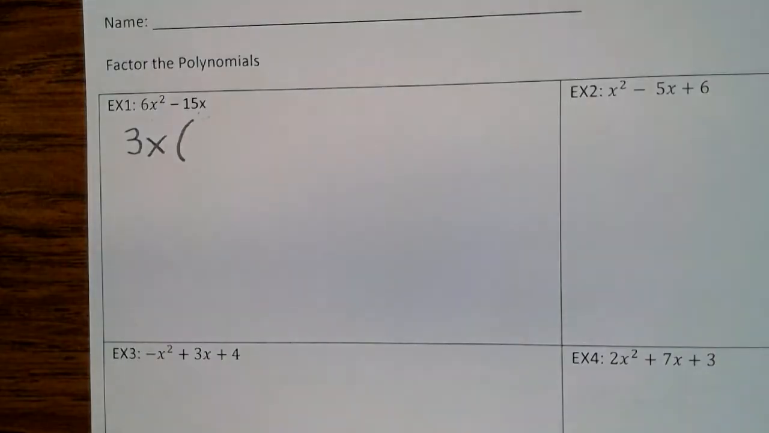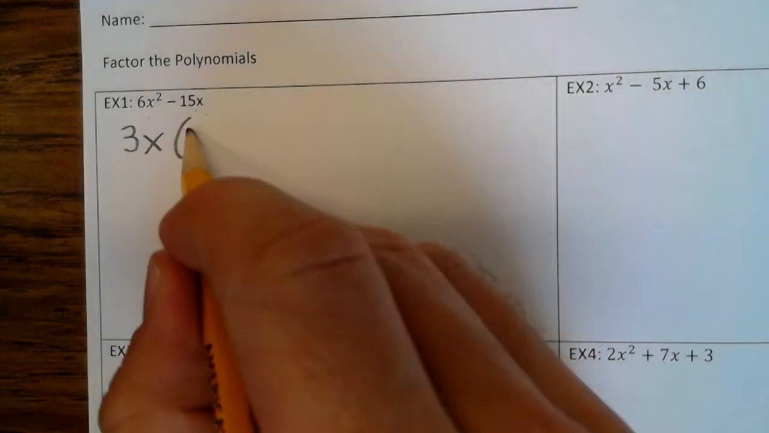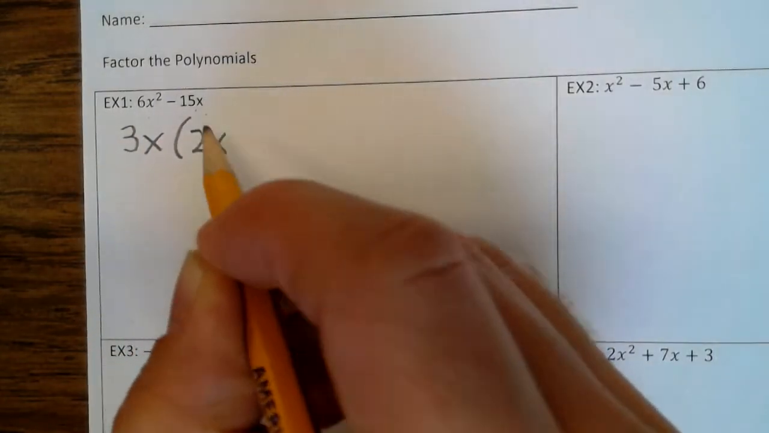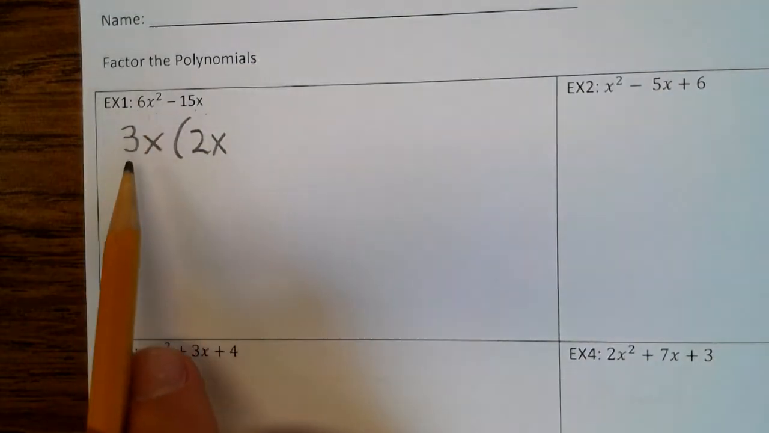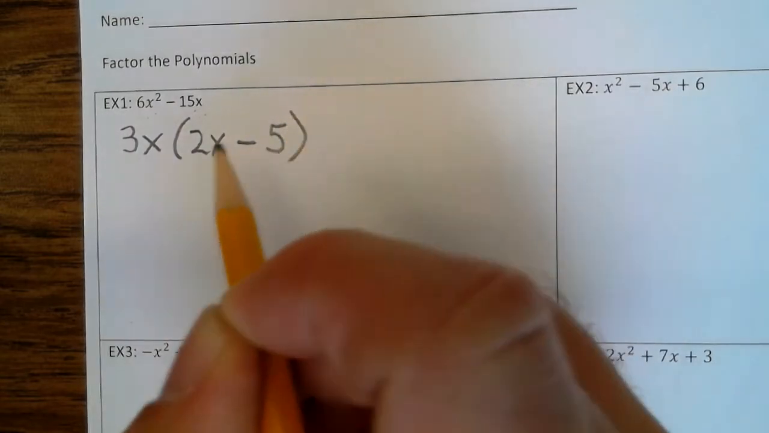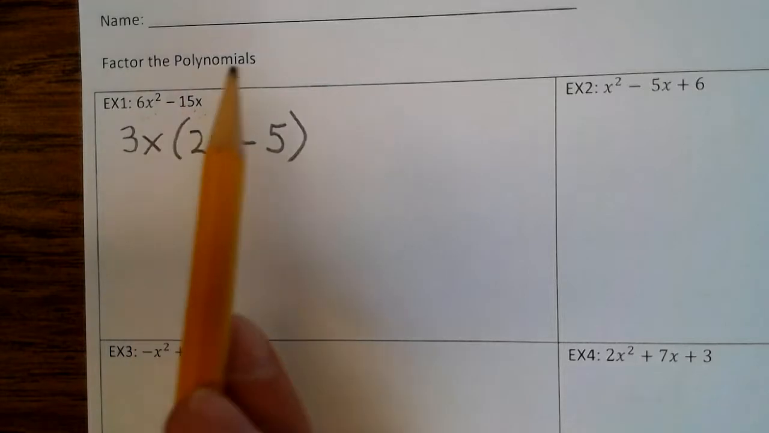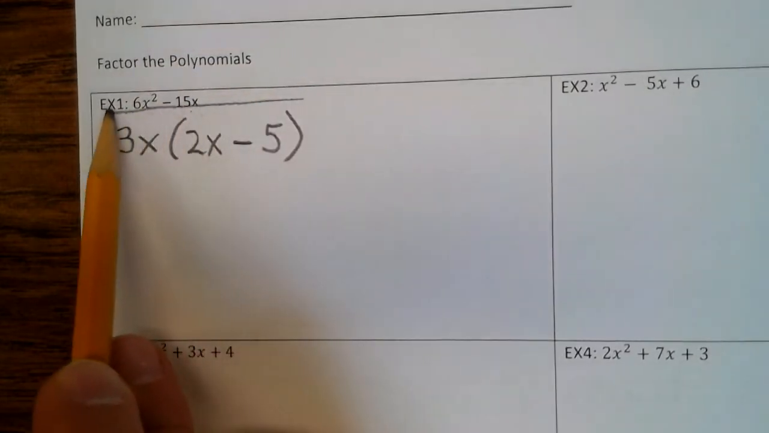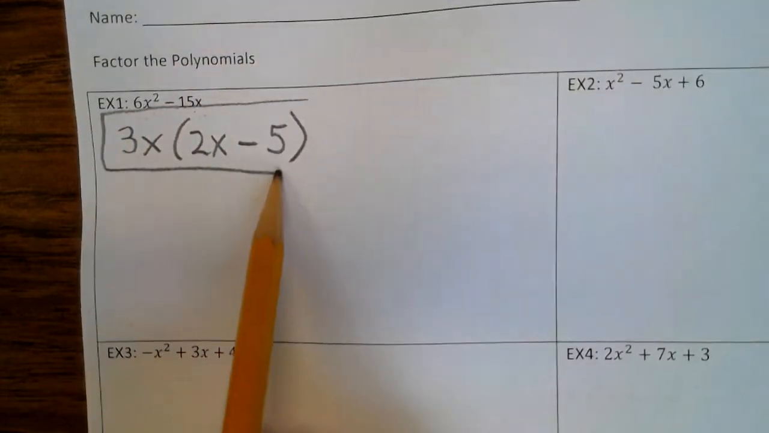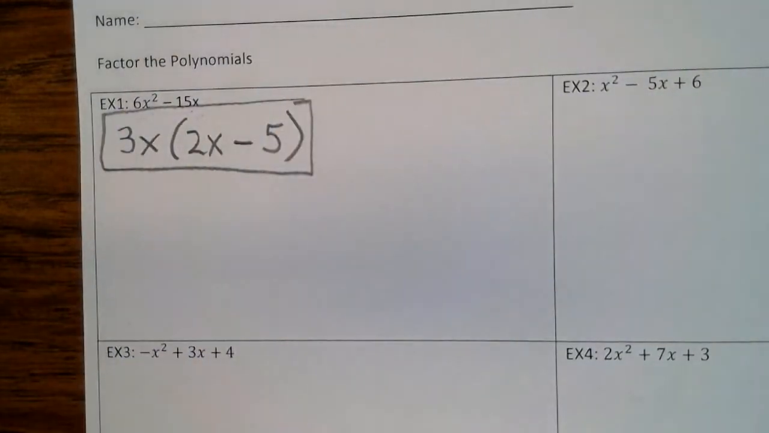Okay, so we factored that out. And then you have to think about what you would do to multiply to get 6x squared minus 15x. Well, 3x times 2x gives you 6x squared. And then 3x times negative 5 gives you negative 15x. This is as factored as it gets. There's no x squared, so you don't have to worry about factoring ax squared plus bx plus c, and you're done.